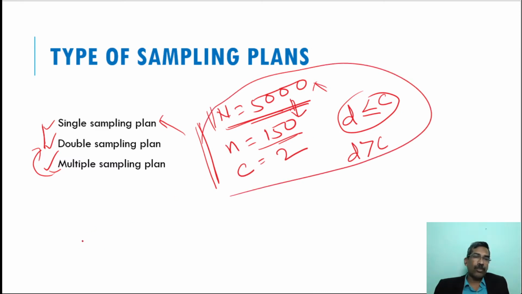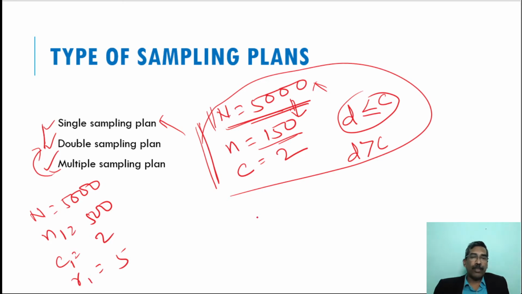But in the case of the double sampling plan, we design in such a way that, for the 5000 lot, suppose N1 equal to 500, C1 equal to 2, and R1 equal to 5. That means if the number of defectives in the first sample, that is D1, is less than or equal to 2, then the lot should be accepted, and no need to draw the second sample.